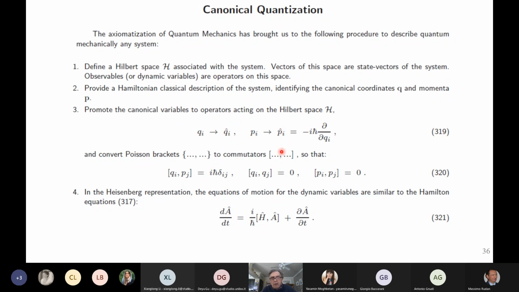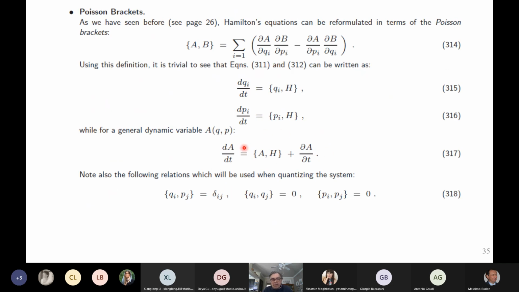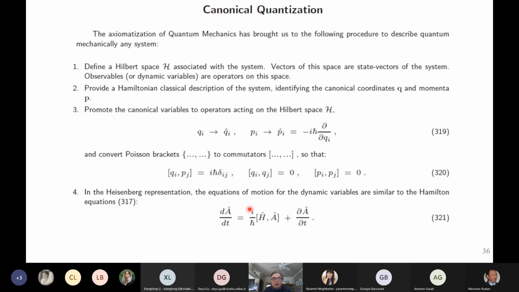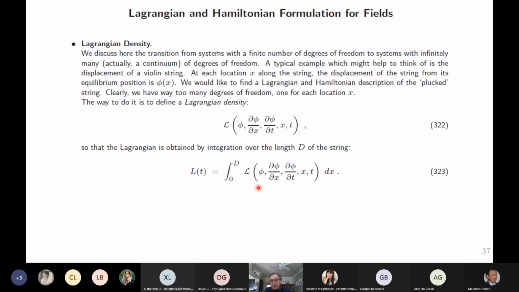The Poisson brackets become commutators, except for the i h bar that I have over here. And the equation of motion for operators is given by exactly the same equation of motion that I had here for observables or physical quantities in the Hamilton formulation, but for operators now. And this is in the Heisenberg picture. If we go to the Schrödinger picture, we know that instead operators do not evolve in time, but states do.